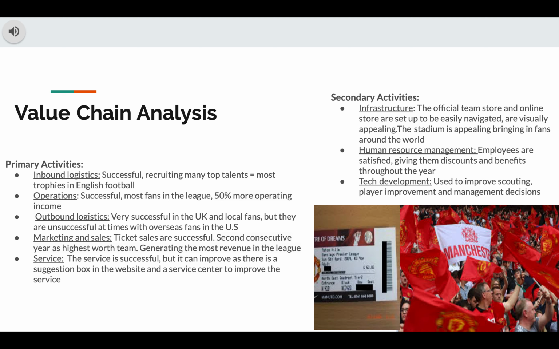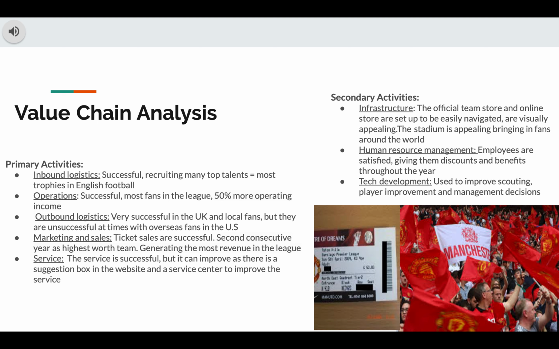And in marketing and sales, ticket sales are very successful as they're one of 4 teams that sell out each and every home game. Second consecutive year as the highest worth team, about $4.12 billion, and they generate the most revenue in the league, around $737 million. Service is very successful, but it always can be improved. The suggestion box on the website, and of course service centers to help improve the service around the stadium.